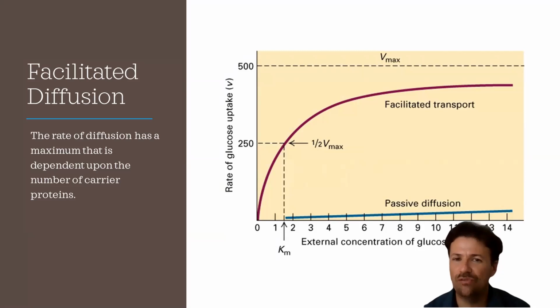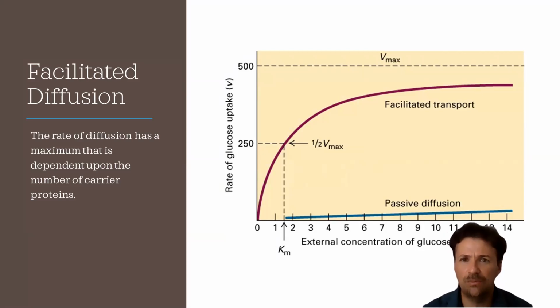Actually, this is the role of insulin in the body. When you have a meal, your body releases insulin. And what insulin does is it causes the glucose transporters to be inserted into the cell membrane. And as a result, you're now able to achieve facilitated diffusion.